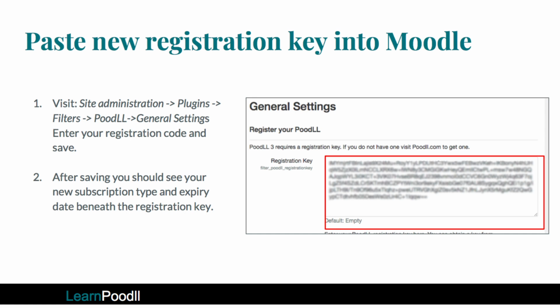And with that copied registration code, you should head over to your Poodll site and paste that registration code or registration key into the Poodll Filter General Settings page. That's available at Site Administration, Plugins, Filters, Poodll General Settings. Once you've pasted the registration key in there, save those settings on that page and your new subscription should be active right away and you should have another year of Poodll use.